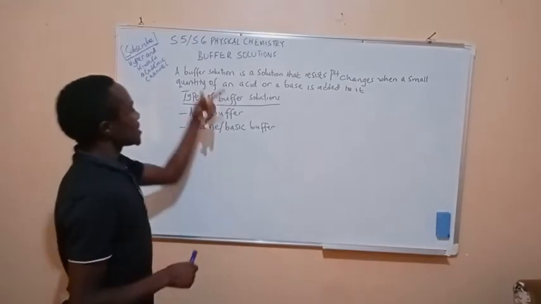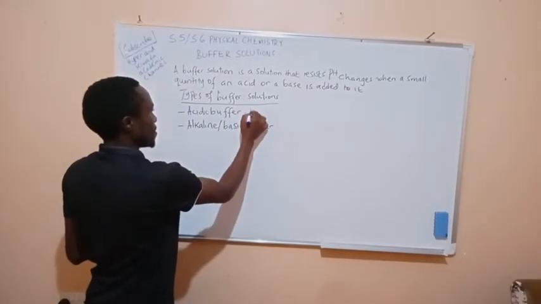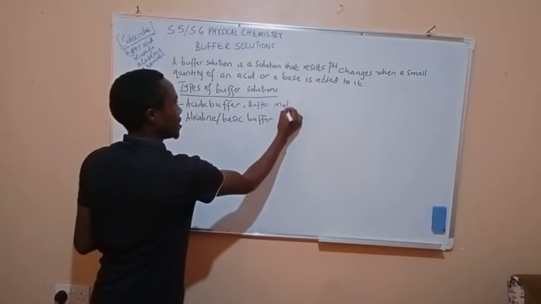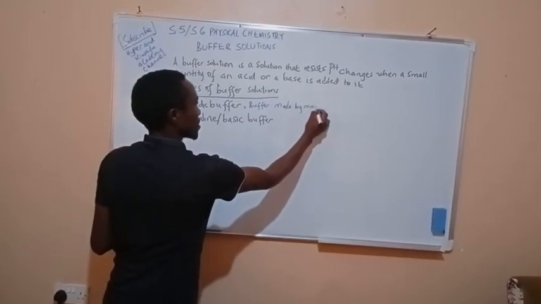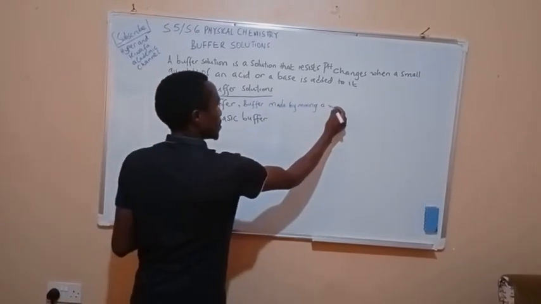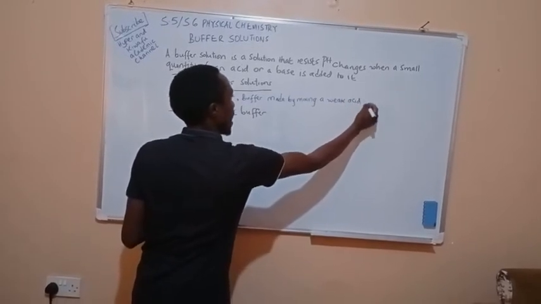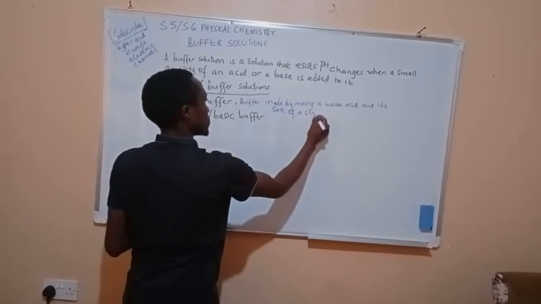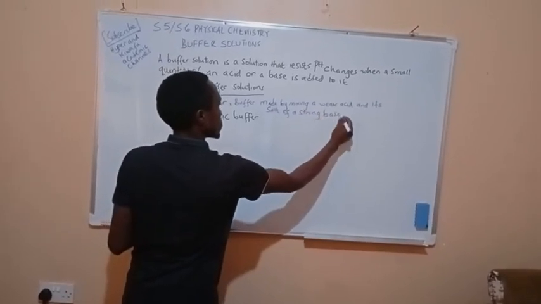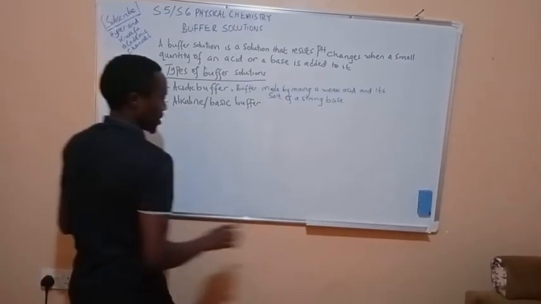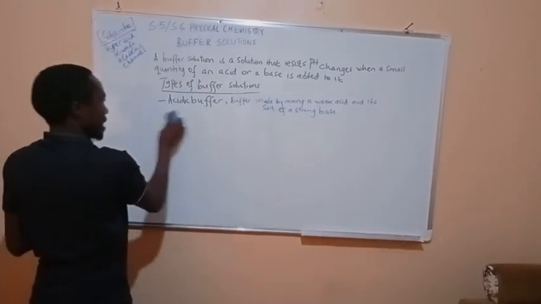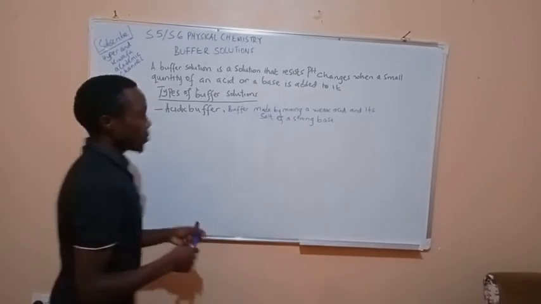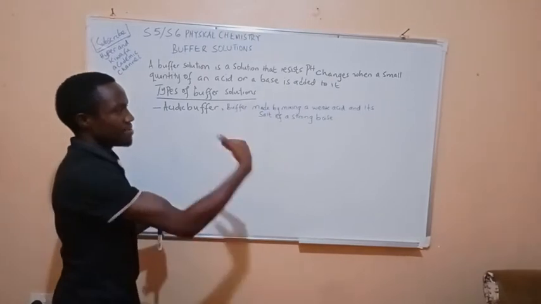So when I say acidic buffer, this is a buffer made by mixing a weak acid and its salt of a strong base. Allow me first to remove this so that I talk about this one in detail. We've said that an acidic buffer is that buffer made by mixing a weak acid and its salt of a strong base. So here you have to think of weak acids and then strong bases.